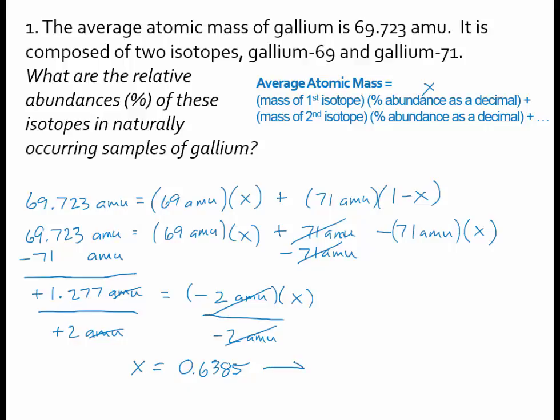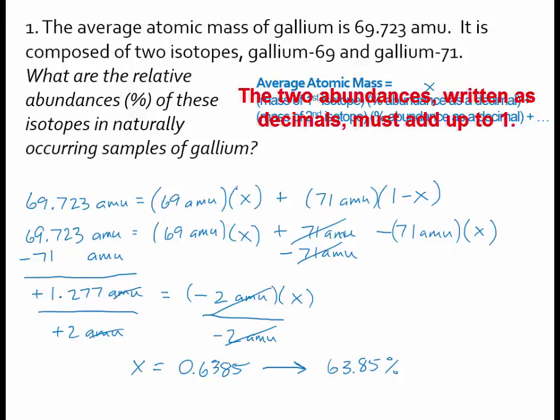Now, written as a decimal, 0.6385 is still representing a percentage. And so if you imagine moving in reverse, when we turn percentages into decimals, we move our decimal point 2 places to the left. To turn that decimal now back into a percentage again, we need to move the decimal point 2 places back to the right. So this becomes 63.85%. And remember, it was with the first isotope, so x was with my gallium-69. So 63.85% is gallium-69.